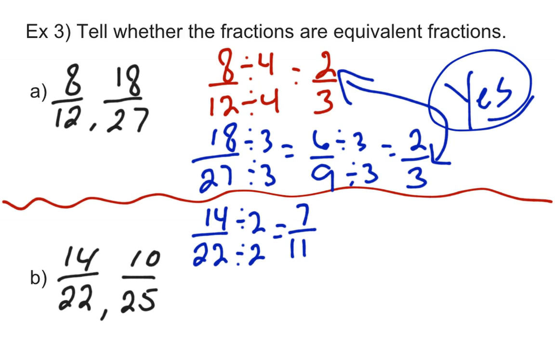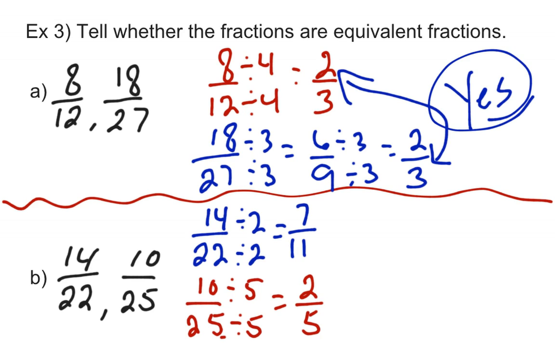Now let's move on to the 10 over 25. Well, I notice that both of these numbers end in either a 5 or 0, so that means they can be divided by 5. So I'm going to use my divisibility rules to figure out they can be divided by 5. 10 divided by 5 is 2. 25 divided by 5 is 5.